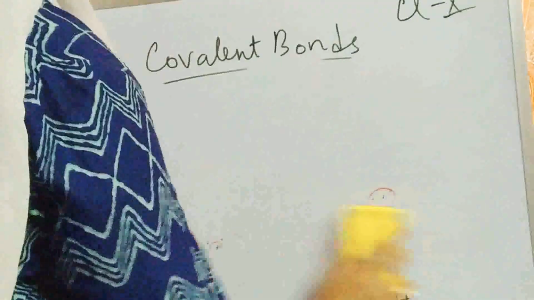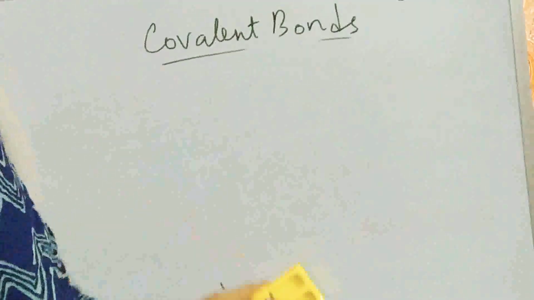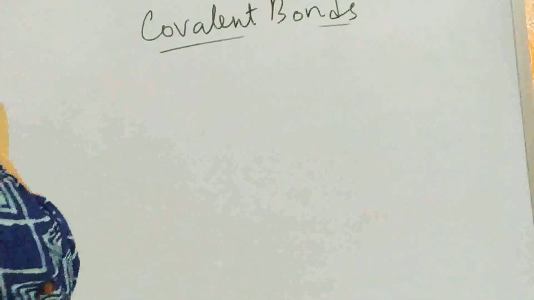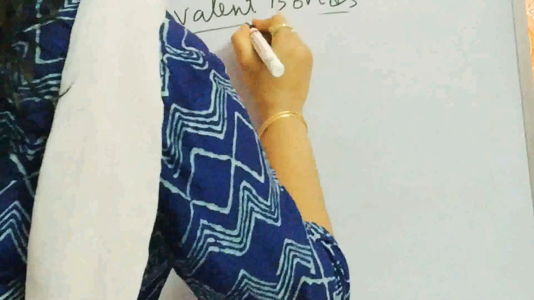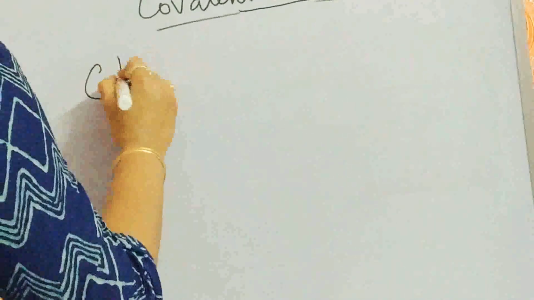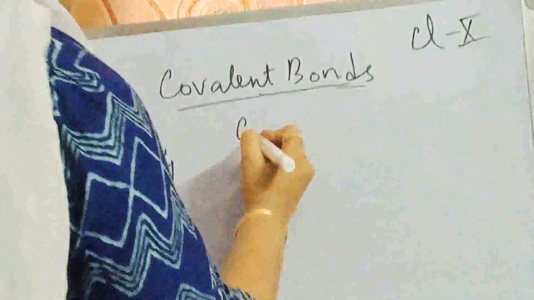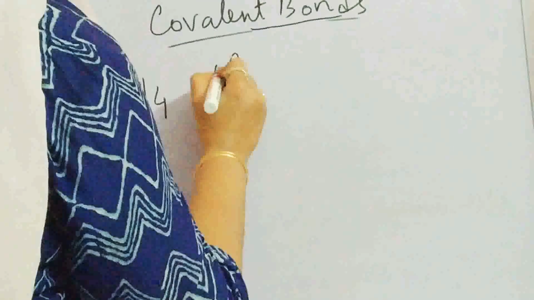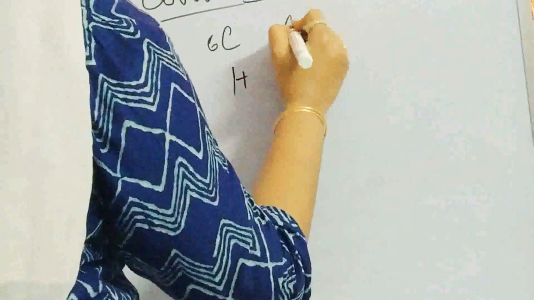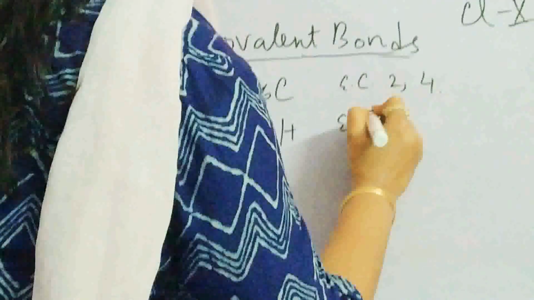Now I will show you the formation of the methane molecule, how the methane molecule is formed. CH4. Combining atoms, carbon and hydrogen. Carbon atomic number 6, electronic configuration 2, 4. Hydrogen 1.